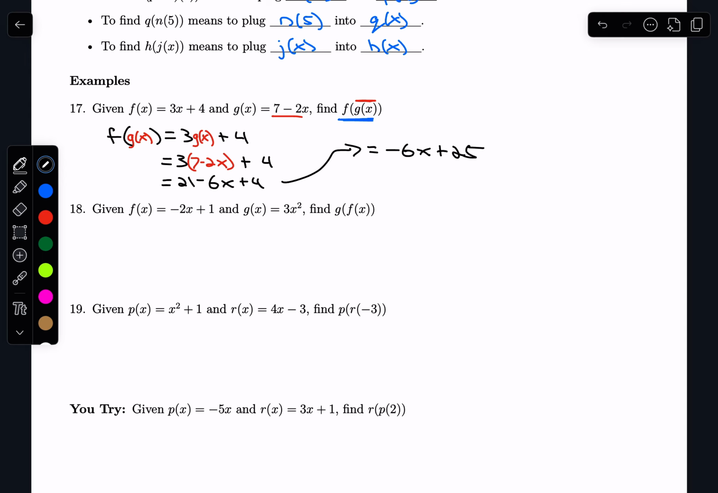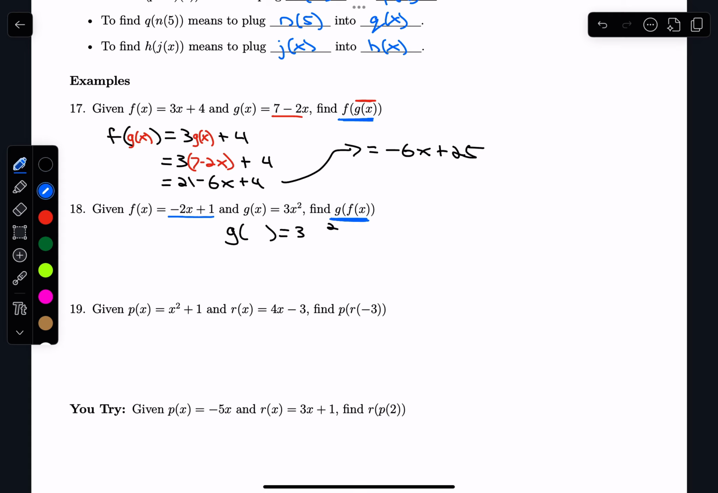Number 18, we have an f and a g, and we are asked to find g of f of x. Because I'm asked to find g of f of x, I'm going to do the opposite of what I just did. I'm going to write down what g of x is first. So g of x equals 3 times x squared. But now instead of leaving it as g of x equals 3x squared, which is what g of x is, I'm going to replace that letter x with f of x.